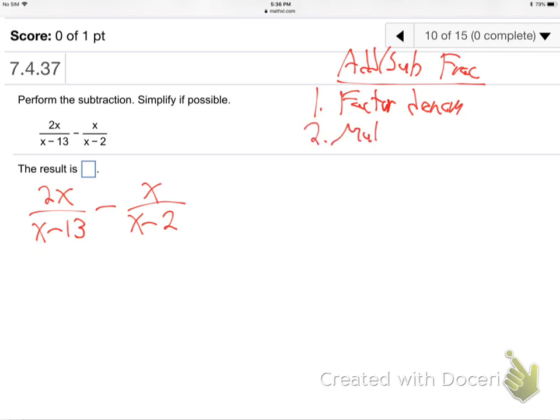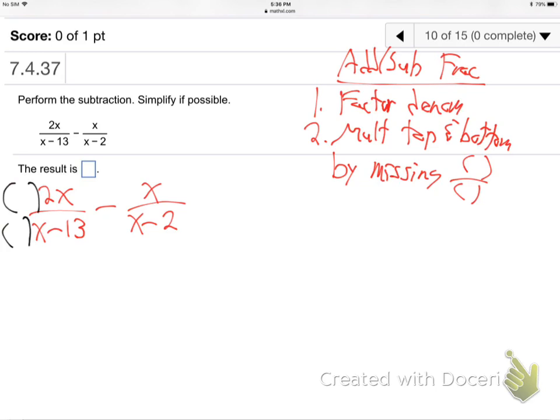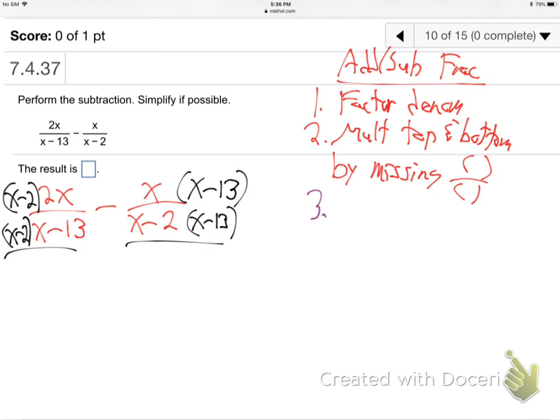Step two, multiply top and bottom by whatever is missing. So let's do that. Top and bottom. Here, he's missing the x minus 2, the other one. This guy's missing the x minus 13. Now the two denominators have the same stuff. So that's step 2. Step 3, multiply tops and combine. So I'm going to multiply.